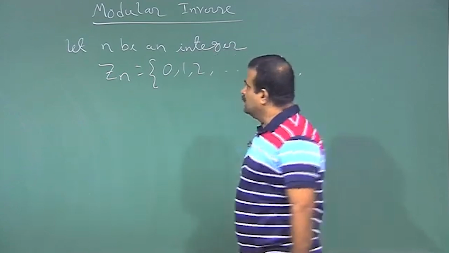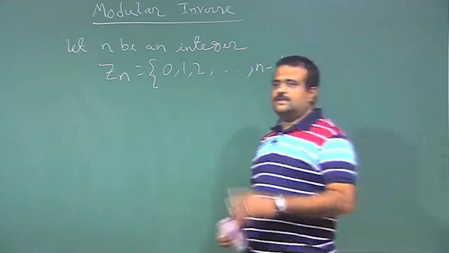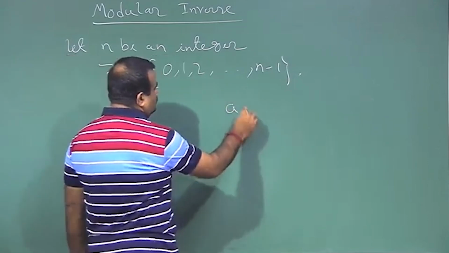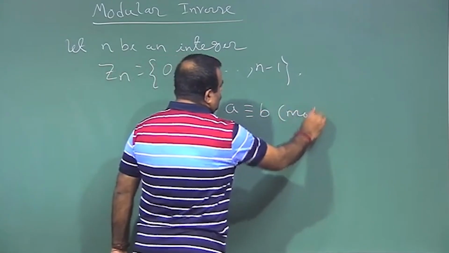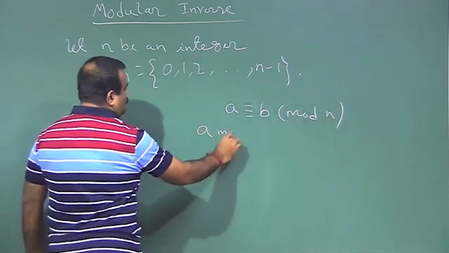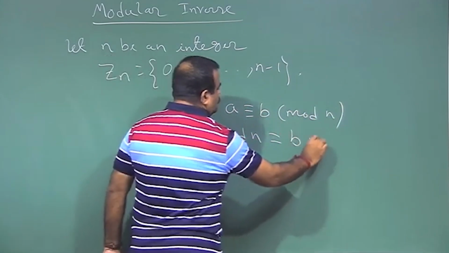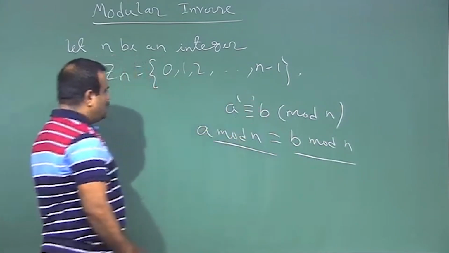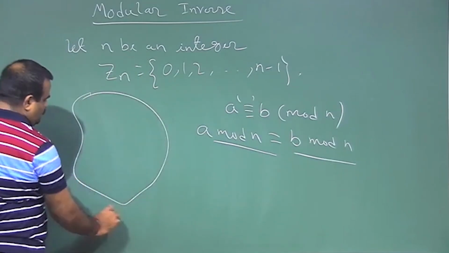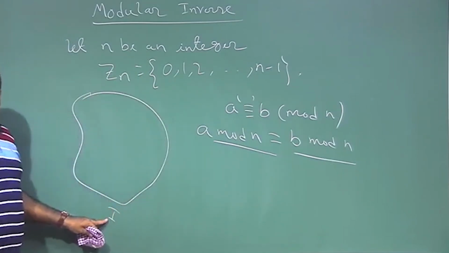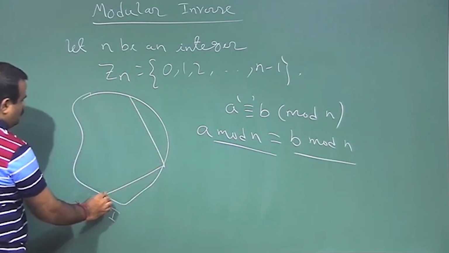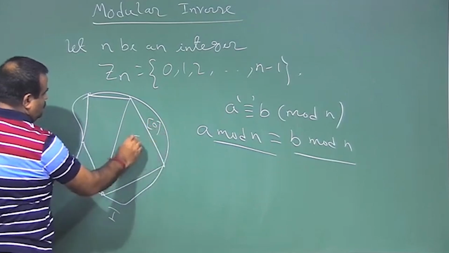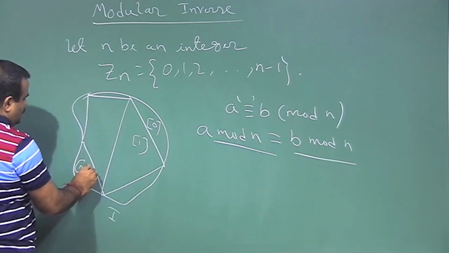So this is the residue class or the equivalence class. If A is congruent to B mod n, that is, if A mod n is equal to B mod n, then they belong to the same class. So this relation is the equivalence relation, and it will form a disjoint partition over the integer set into equivalence classes. So this is 0 class, 1 class, up to n minus 1 class.